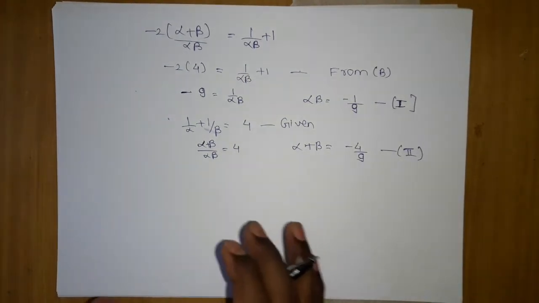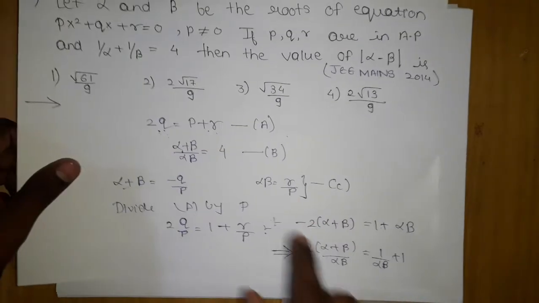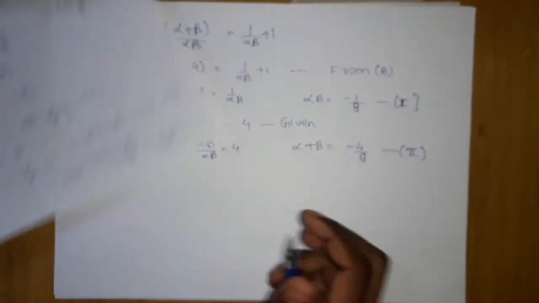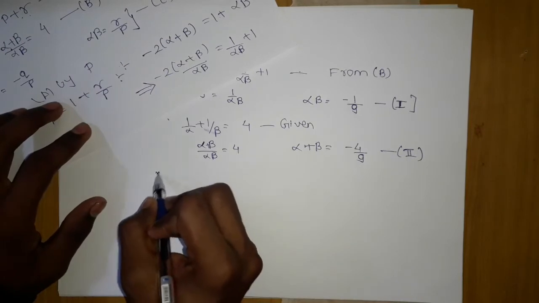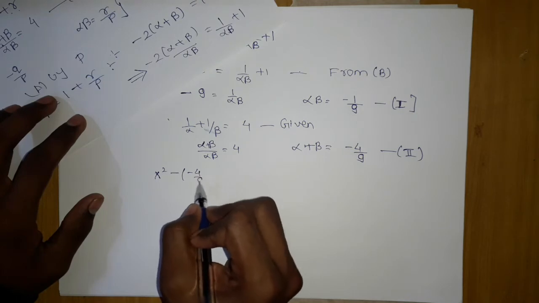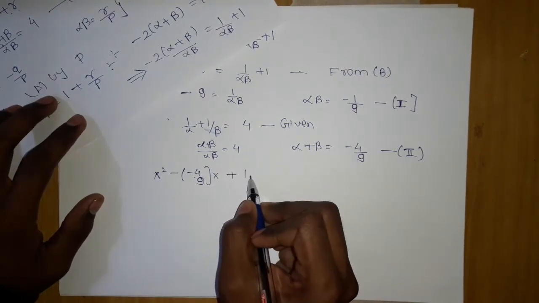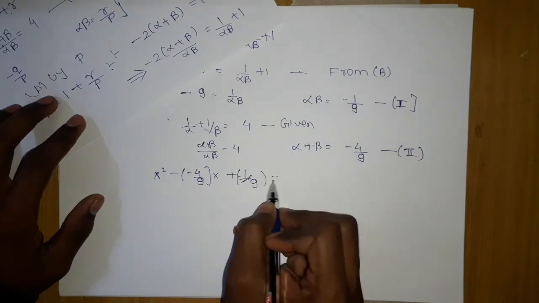Now what we can do, we can either find the sum and product. We have the sum and product, so we can form this equation, which was unknown. The equation which was unknown will be x square minus sum, which is minus 4 by 9, into x plus product, which is minus 1 by 9, equals to 0.